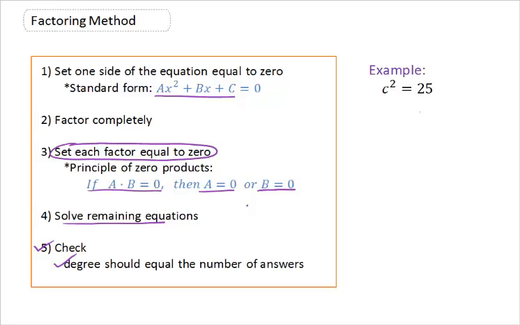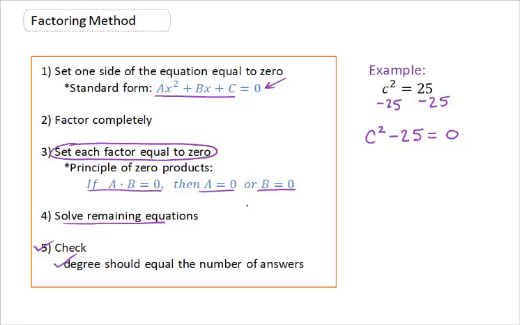c squared is equal to 25. Let's solve this equation by using the factoring method. Our first step is to set it equal to 0. So I'm going to do that by subtracting 25 from both sides. That gives me c squared minus 25 is equal to 0. Okay, now we need to factor completely.